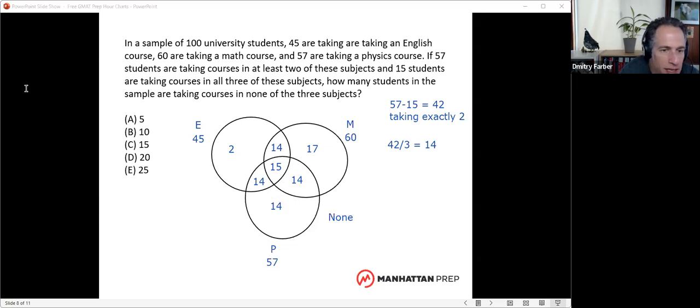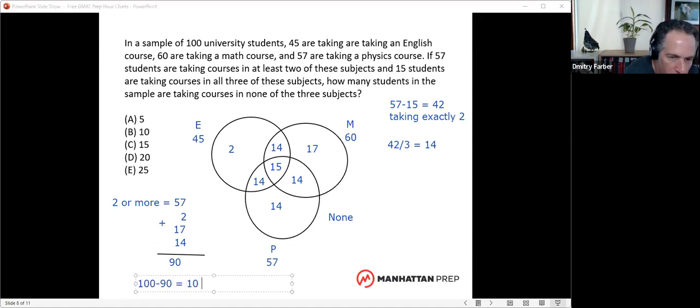So now what I can do is I can sum these pieces, right? So I could say, hey, the 2 or more I already know is 57. That's how I made up those 14s in the first place. And then I could say, okay, the English alone is 2, and the math alone is 17, and the physics alone is 14. So if I put that together, let's see, 57 plus 2 is 59, 66, 76, 80, 90. So there's 90 people that are accounted for, but there are 100 total students. That must be our nones. There are 10 people who are taking none of those classes.